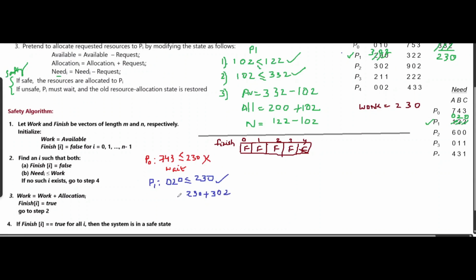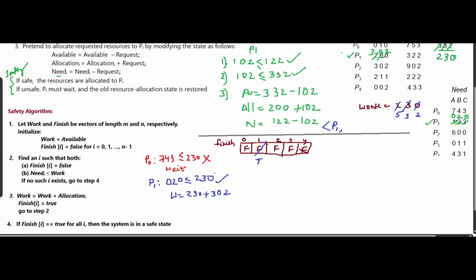Work equals Work plus Allocation. It has to be, because after these resources are allocated, it will complete its execution and then we are releasing the resources. So Work will be updated: 2 plus 3 is 5, 3 plus 0 is 3, and 2 plus 0 is 2. So this is the updated Work. Finally, the Finish of that process has to be updated to true, so it has completed its execution. P1 is completed.